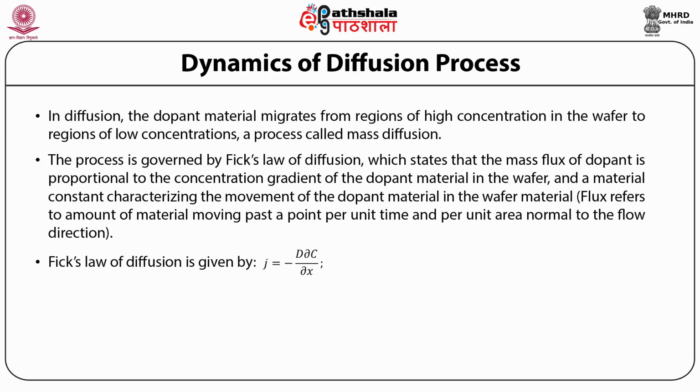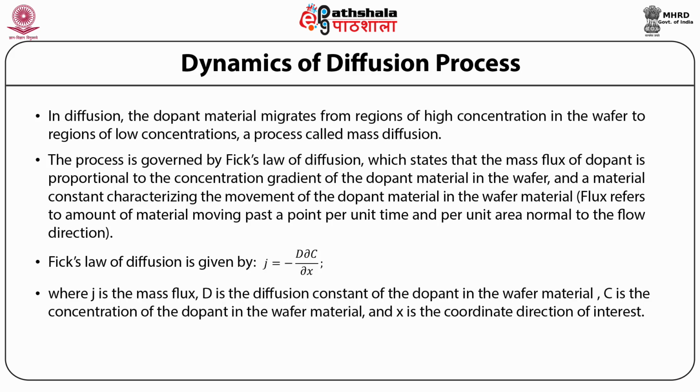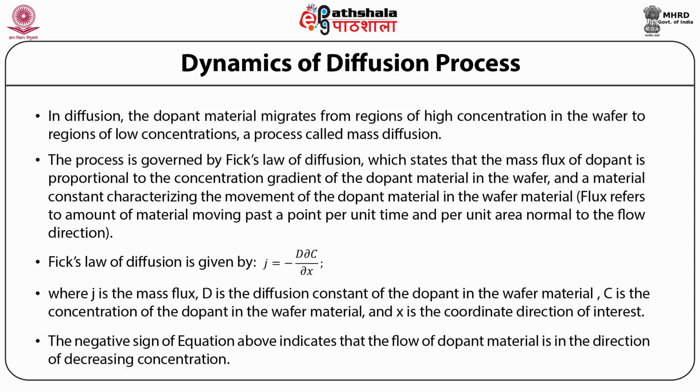So Fick's law of diffusion is given by J equal to minus D del C by del X, where J is the mass flux, D is the diffusion constant of the dopant in the wafer material, C is the concentration of the dopant in the wafer material, and X is the coordinate direction of interest. Here the negative sign indicates that the flow of the dopant material is in the direction of decreasing concentration.